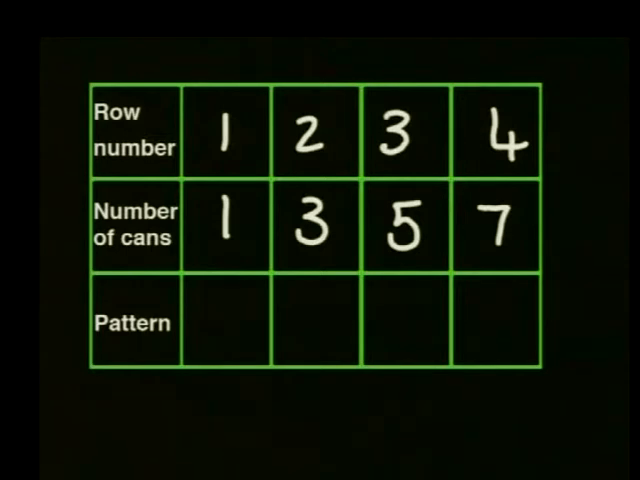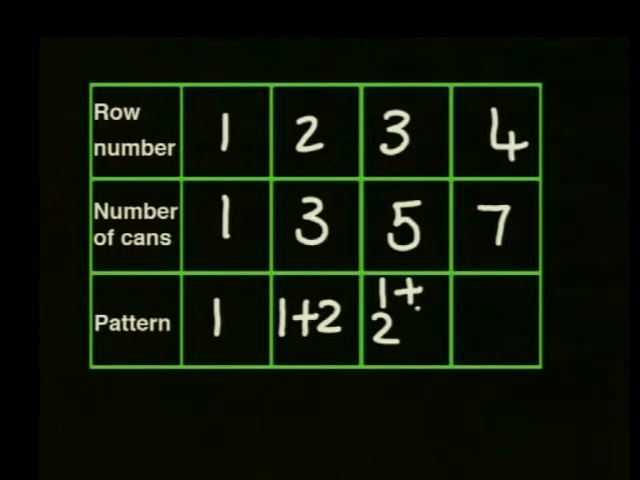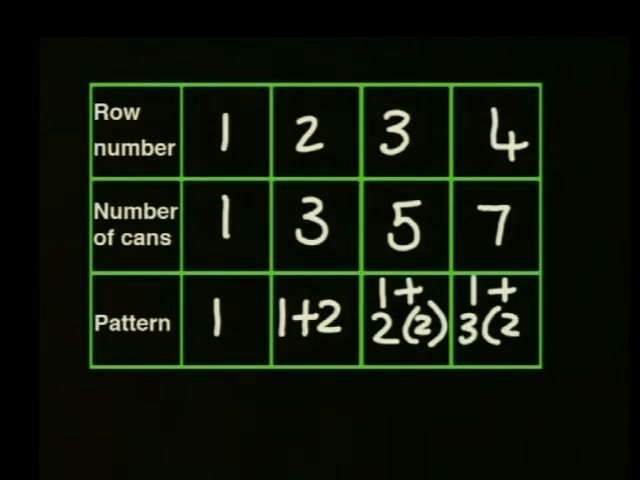Row 1 has just 1 can. In row 2, the number of cans is 1 plus 2. In row 3, it is 1 plus 2 plus another 2. I'm going to write that down as 1 plus 2 times 2. Then, in row 4, the number of cans will be 1 plus 2 plus 2 plus 2. I will write that down as 1 plus 3 times 2.